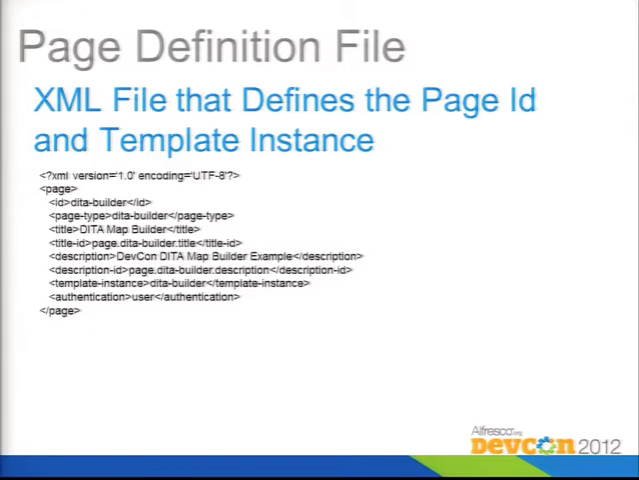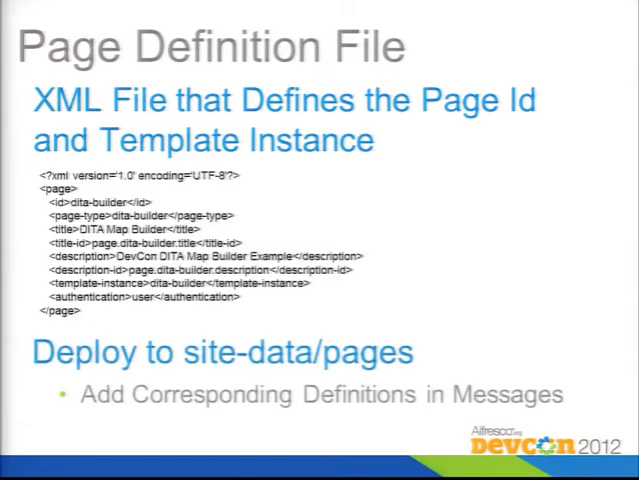So the page that I'm going to build here is called Data Builder. It's at the bottom there. So the next thing I'm going to do is define a template instance that references the Data Builder. This file gets deployed to a directory called site data pages. So you just take this file, put it in there, and then you're one step closer.